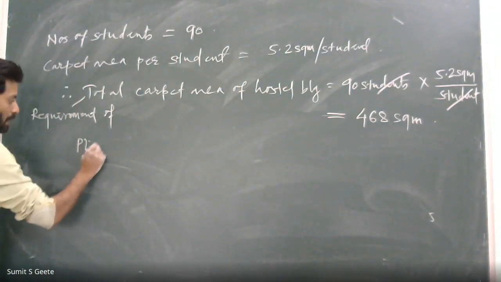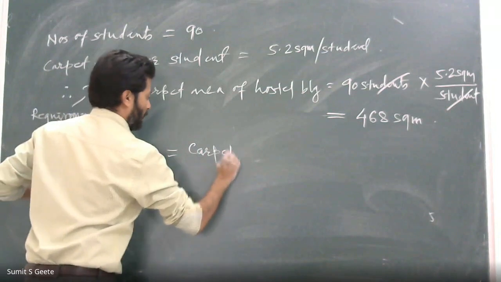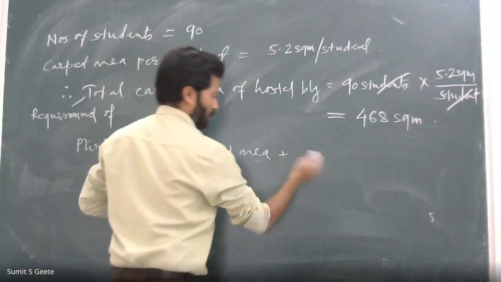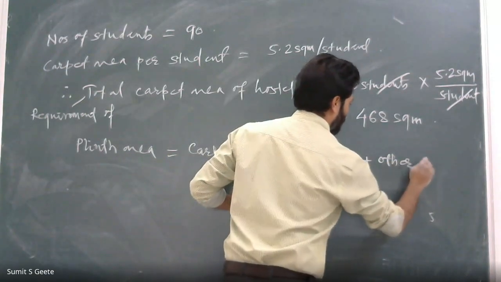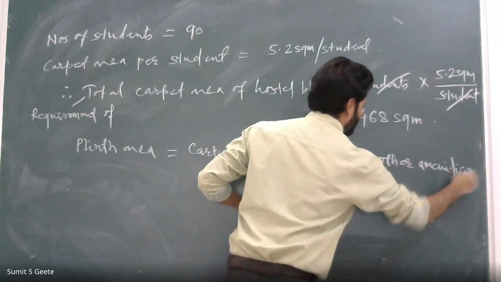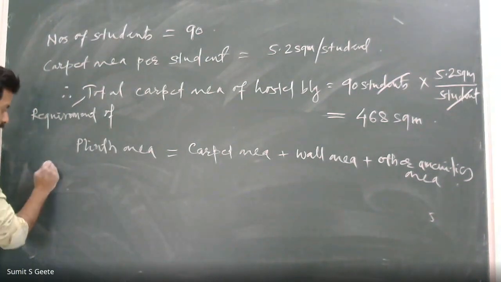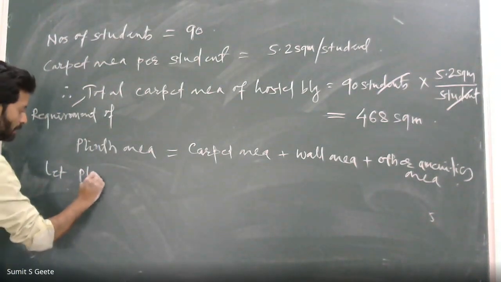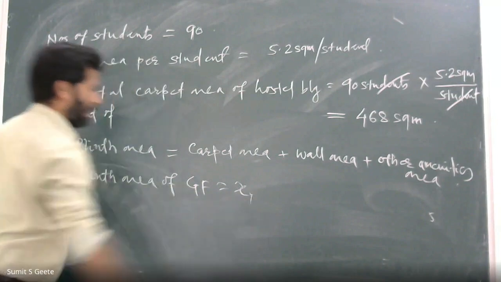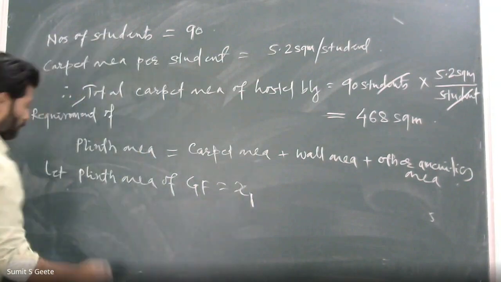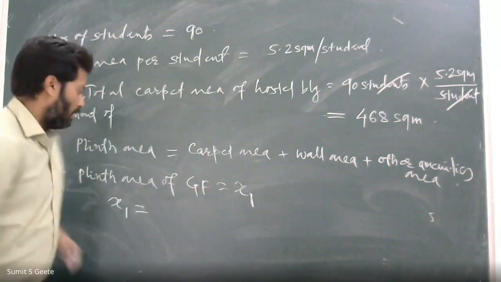So plinth area is equal to carpet area plus wall area plus other amenities area. Take plinth area of ground floor as x1. So therefore, x1 is equal to the carpet area, ground floor, 468.